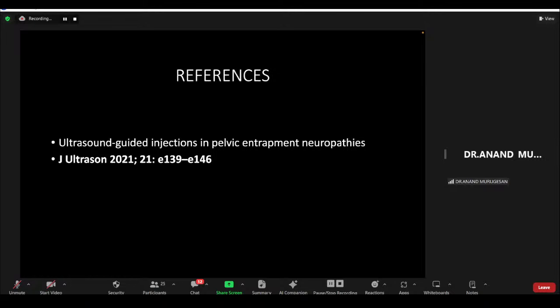Hydrodissection is a procedure done specifically for nerve entrapments where you should see the nerve. That's the advantage of ultrasound over fluoroscopy: where you see the nerve, you go in and around the nerve, you inject 5% dextrose that dissects the nerve from the surrounding fibrous tissue, and the nerve gets released from the entrapment. So ultrasound is gaining in pelvic entrapment neuropathies because we are so specific, the needle tip is so close, above, in and around the nerve. And when you deliver the 5% dextrose, it is going to dissect. It's another interesting article about the treatment of nerve entrapments with hydrodissection.